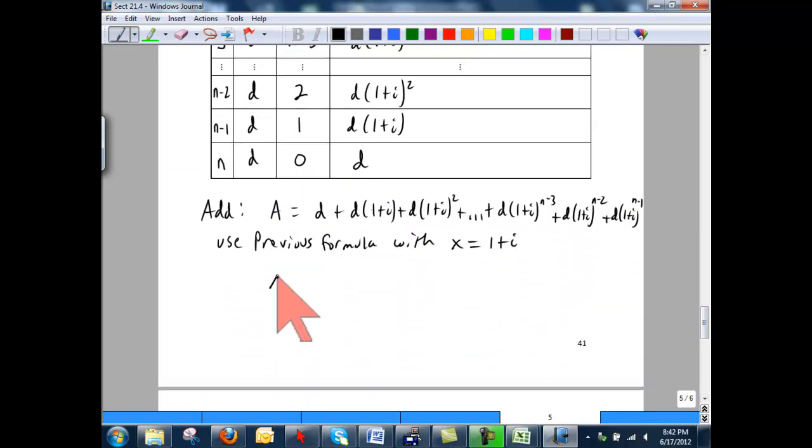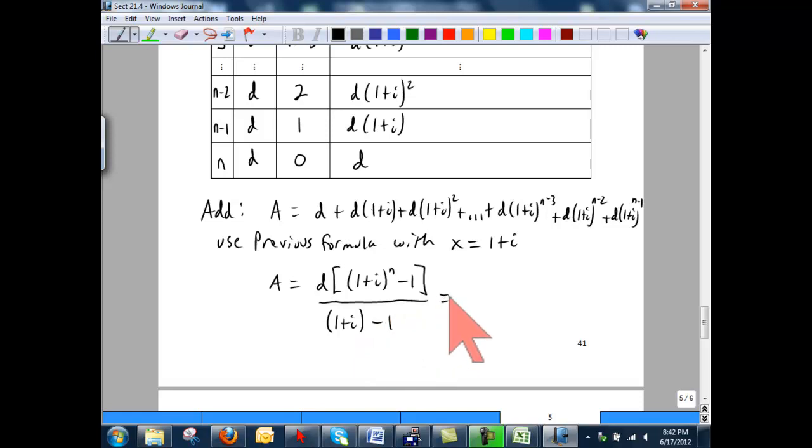And so the amount grows to d times (x^n - 1)/(x - 1), which now becomes (1 + i)^n - 1 divided by x minus 1. So x is 1 plus i, and then minus 1. And the numerator is what it is. The denominator simplifies a little bit. We copy the numerator, and in the denominator, the 1's cancel, and I just get i. And here is the formula for sinking funds that appears in the text.